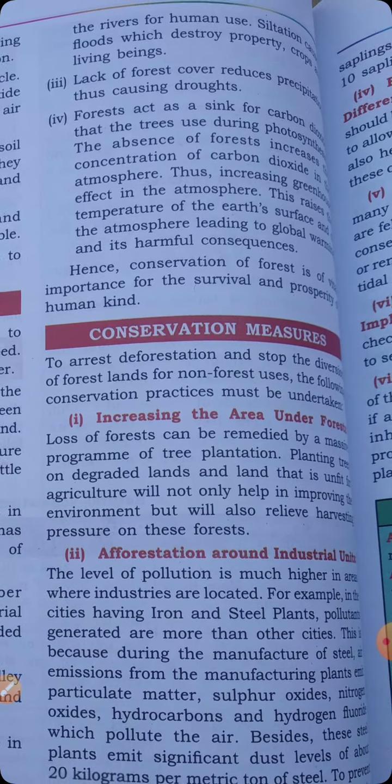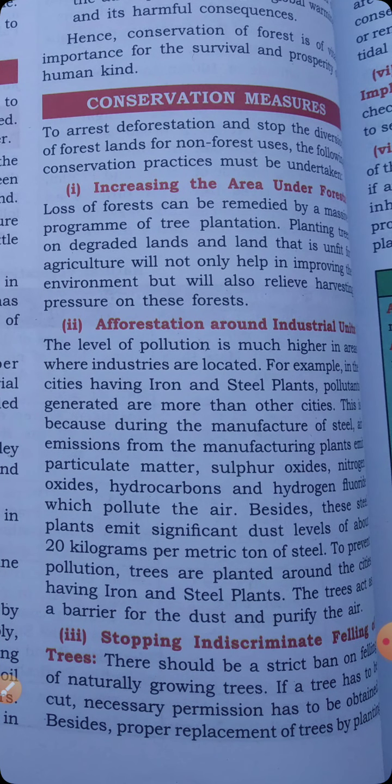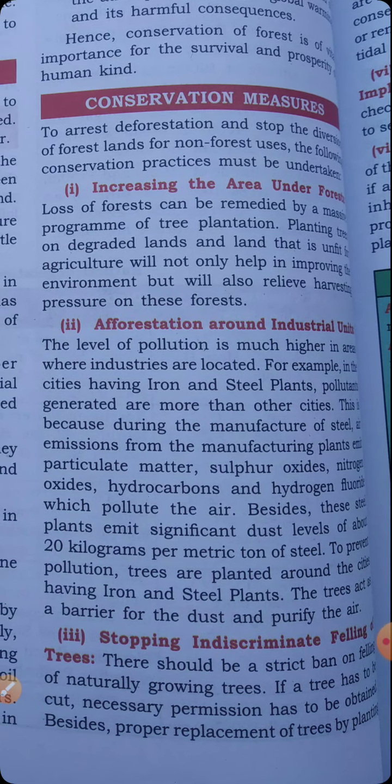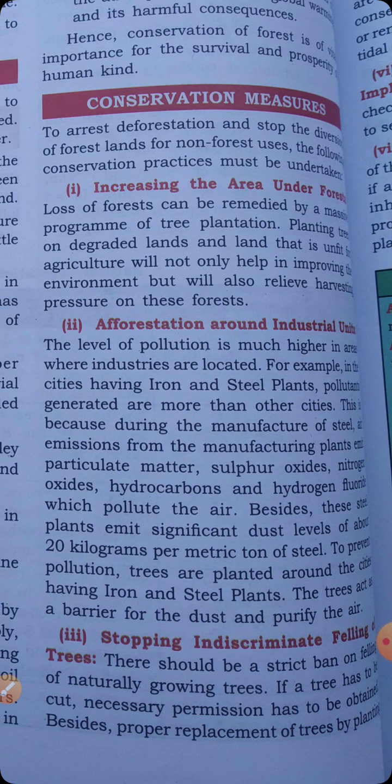Let us see what the conservation measures are to arrest deforestation and stop diversion of forest land for non-forest uses. The following conservation practices must be undertaken. Number one, increasing the area under forest. Loss of forest can be remedied or reduced by a massive program of tree plantation.